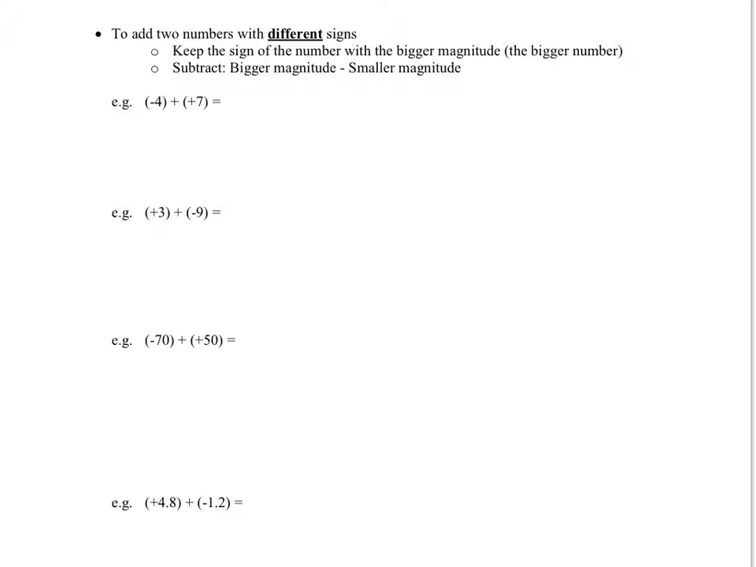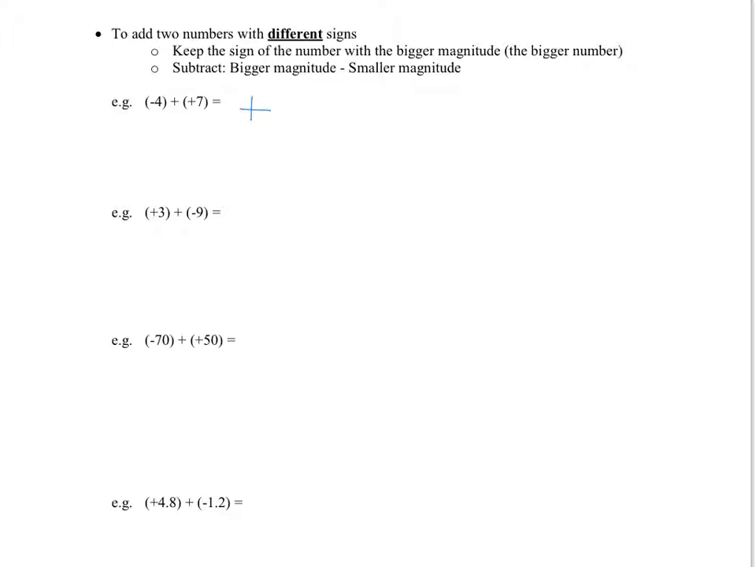So when we're adding two numbers with different signs, this is a little bit trickier. What you do is you keep the sign of the number with the bigger magnitude. So if you're just looking straight up at the numbers, what's the bigger number in plain English? 7 is bigger than 4, so we're going to keep the sign of the 7. So that's 7 is positive, so we're going to have a positive answer.